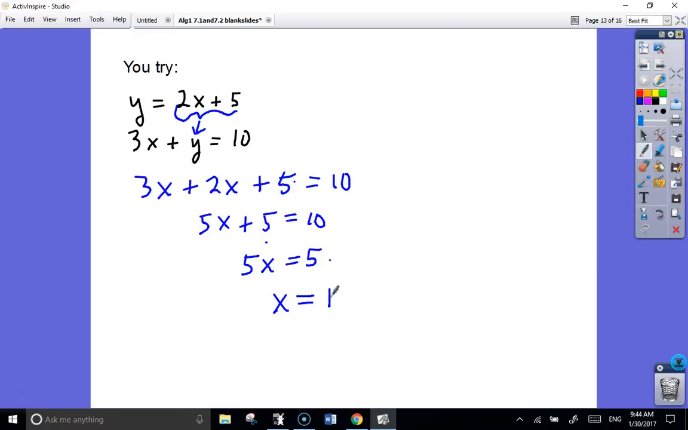I have to go back to that solved for y equation right up here, and make it y equals 2 times 1 plus 5, which is 7. So what is the point? (1, 7). You should put it in parentheses like it's a point, right?